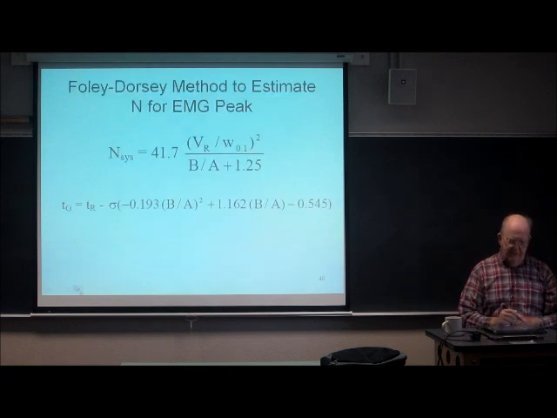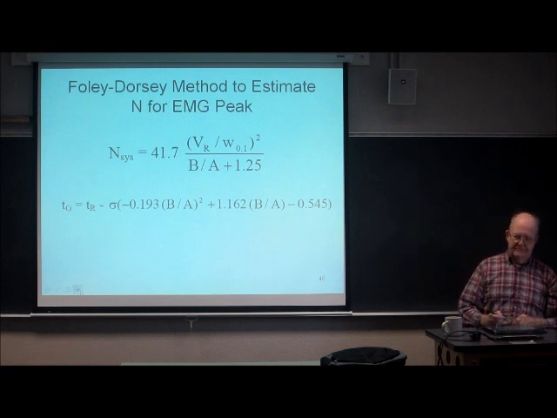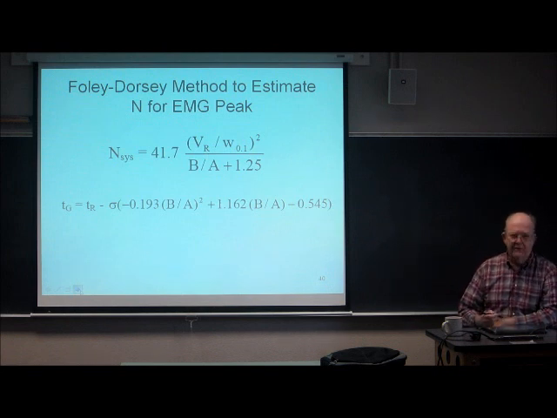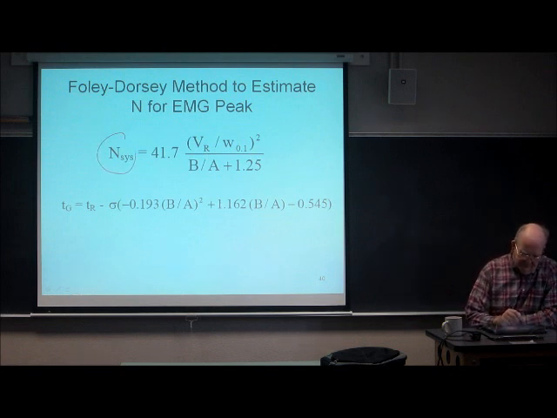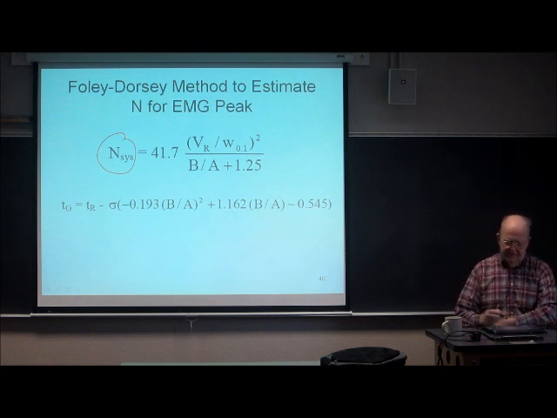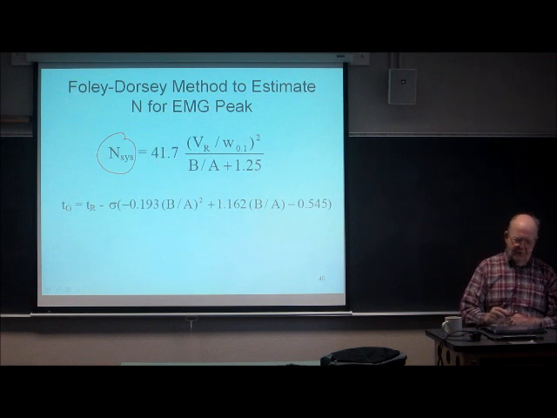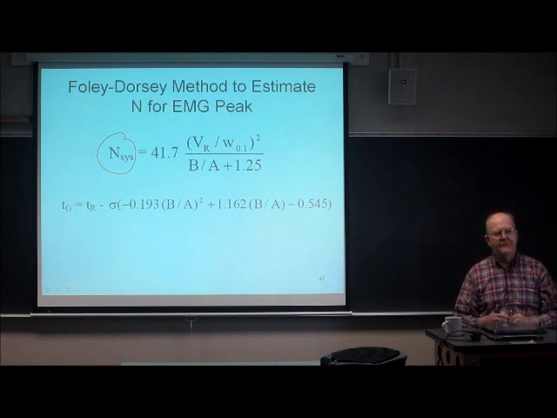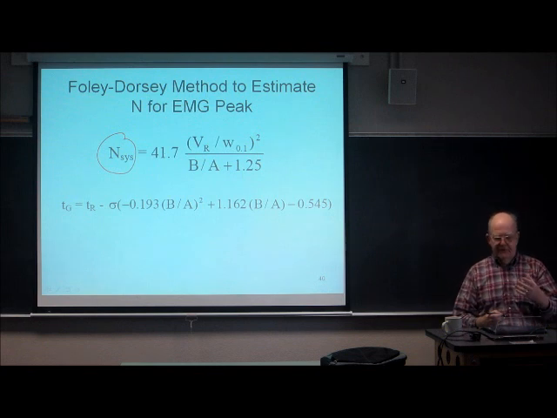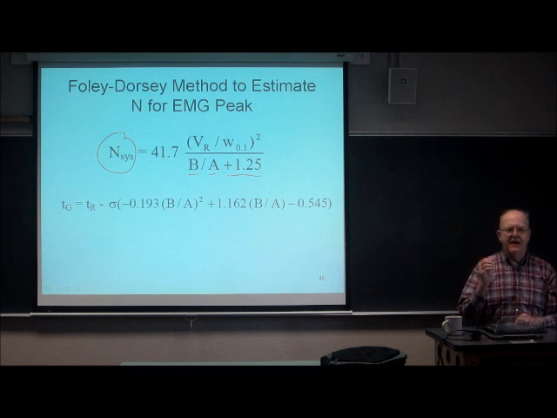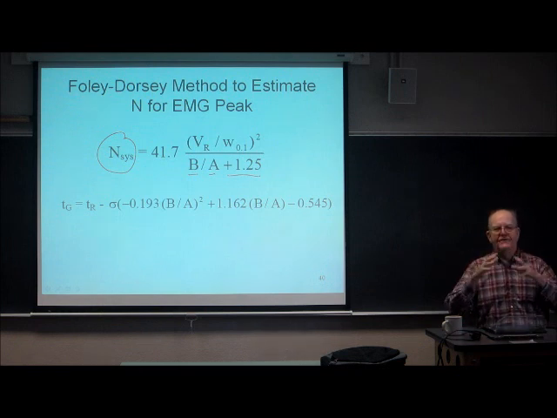And doing a lot of algebra and a lot of curve fitting, they came up with the following results. They say that the plate count is best calculated by taking the ratio of VR to the width at the 10% height squared, multiply that by 41.7, and then you have to correct for the asymmetry of the peak, and this will give you the plate count of the whole tailing peak.